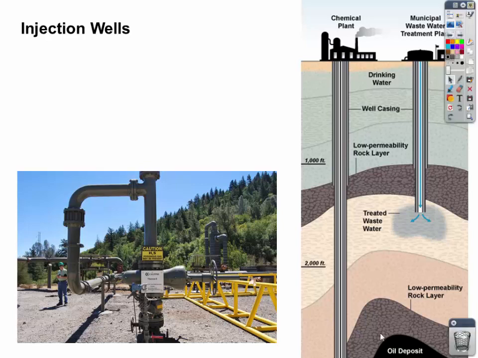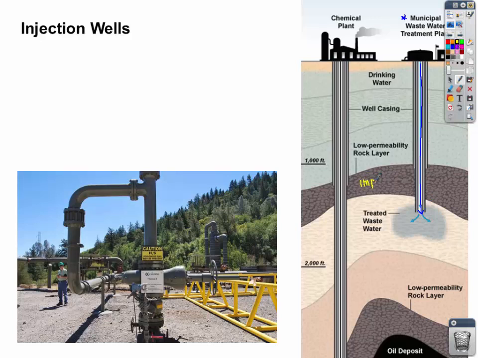Another option for waste disposal are injection wells. Now, it is what it sounds like. We can take our hazardous waste and inject it down a well into a deep geologic deposit. On the right here, you see a municipal waste treatment plant injecting wastewater down into a layer of rock or sand that's between two impermeable layers of rock.